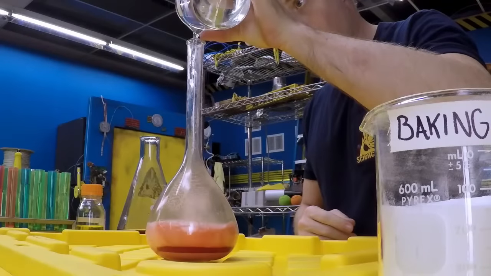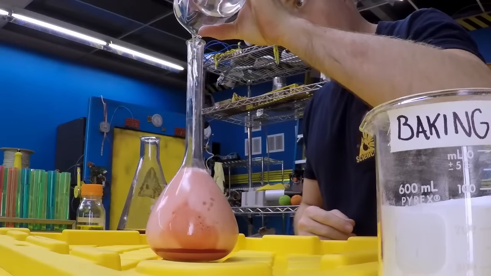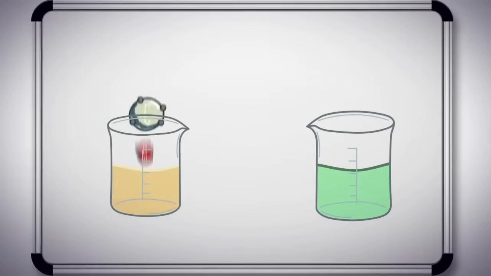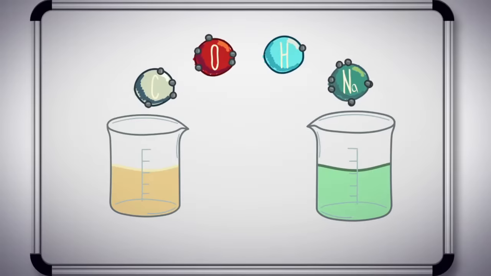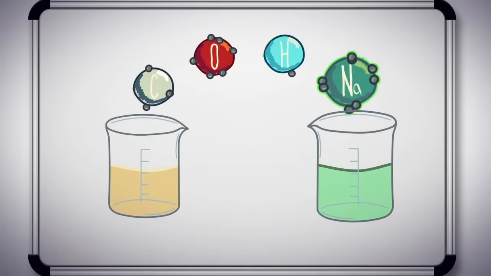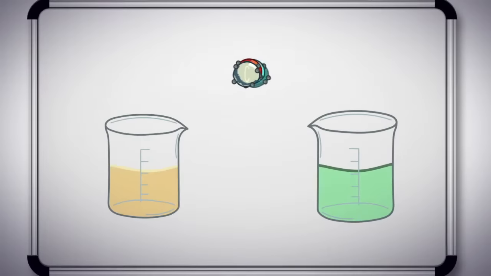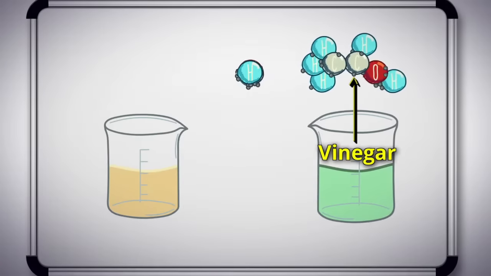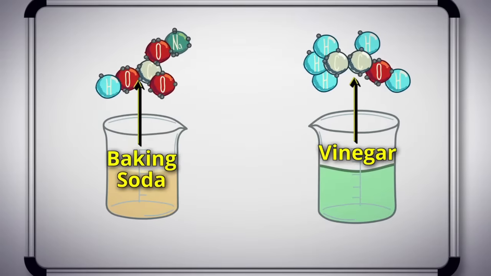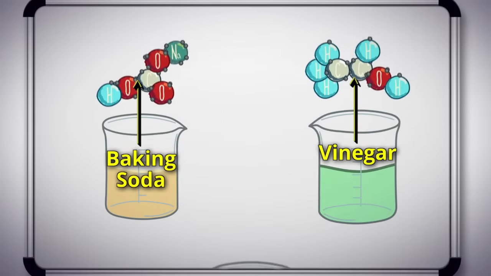Let's take a closer look at what's going on when we mix vinegar and baking soda. All chemicals are made of atoms. There's only four types in our reaction: carbon, oxygen, hydrogen, and sodium. When they go together like this, this is a molecule of vinegar, or acetic acid. And this is a molecule of baking soda, or sodium bicarbonate.